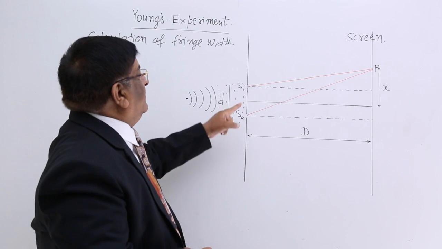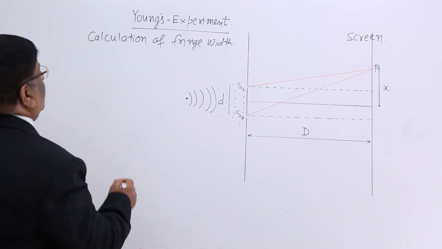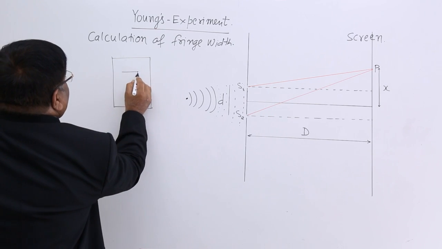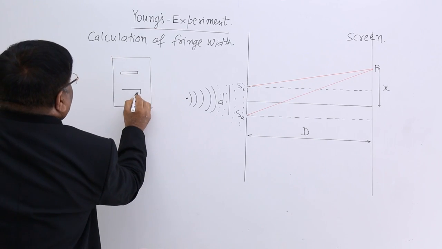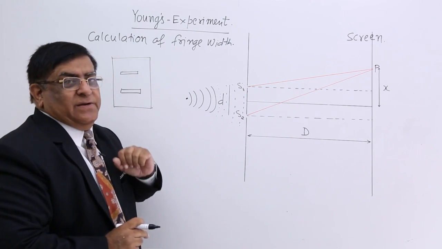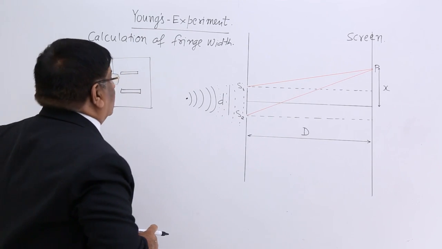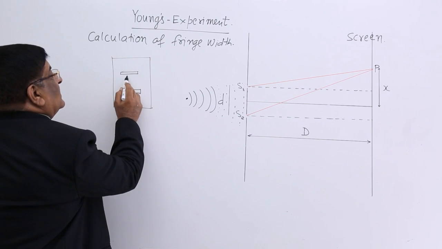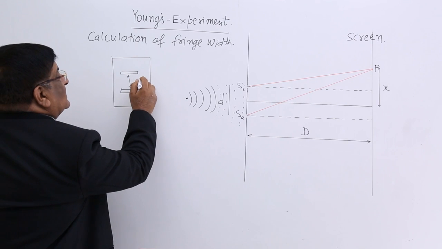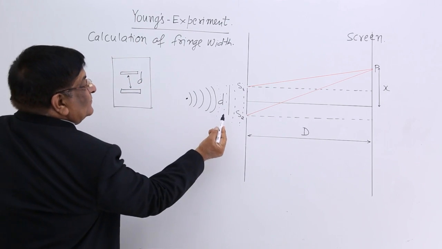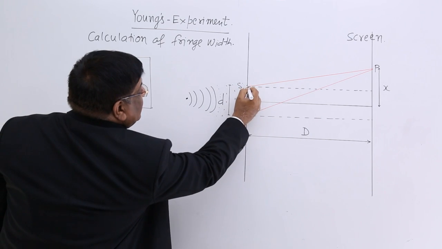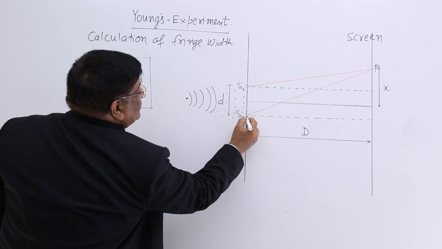There is a cardboard which has two slits, and these are very narrow slits. We just cut with a blade and a slit is made. Like that, there are two slits. The distance between the two slits is also very small, and this distance we call d. This is the distance between these two openings.